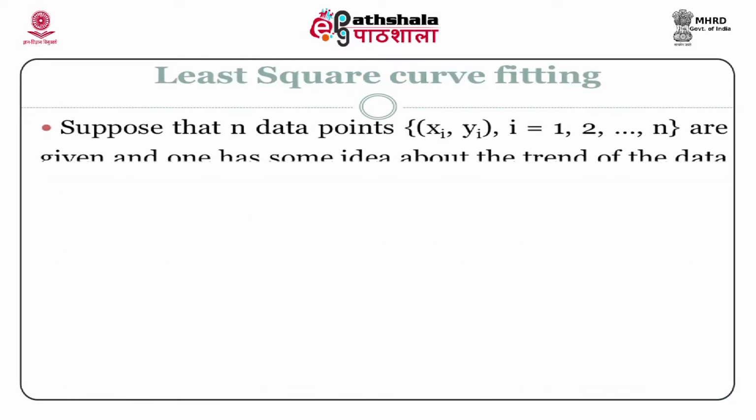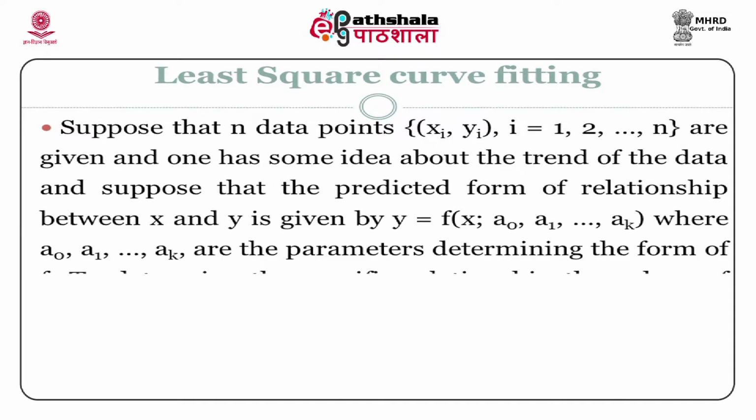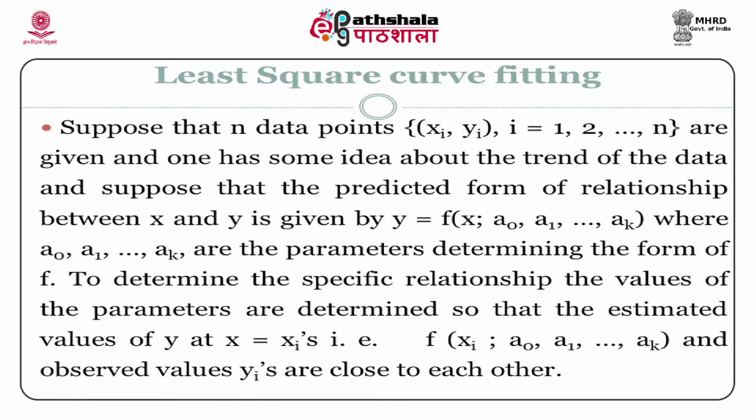So suppose that n data points (xi, yi), i equal to 1 to n are given, and one has some idea about the trend of the data, and suppose that the predicted form of the relationship between x and y is given by y equal to f(x; a0, a1, a2, ..., ak), where a0, a1, a2, ..., ak are the parameters determining the form of the function f. To determine the specific relationship, the values of the parameters are determined so that the estimated value of y at x equal to xi, that is f(xi), and the observed values yi are close to each other.